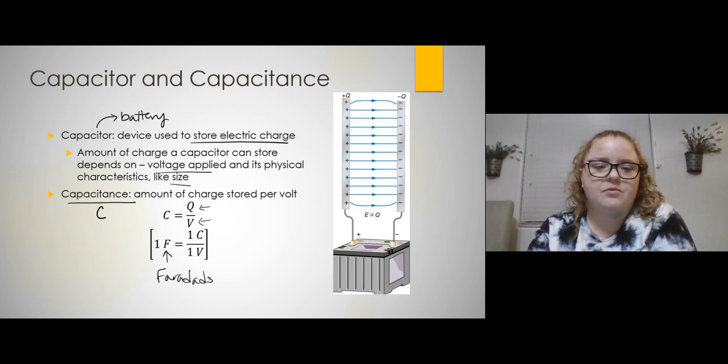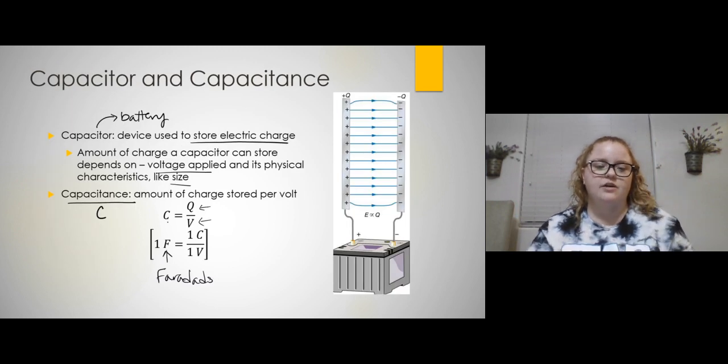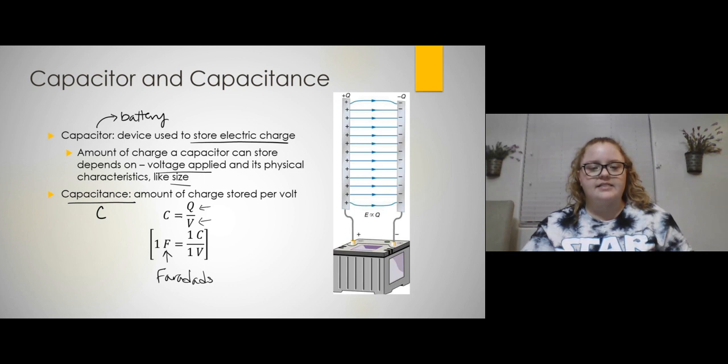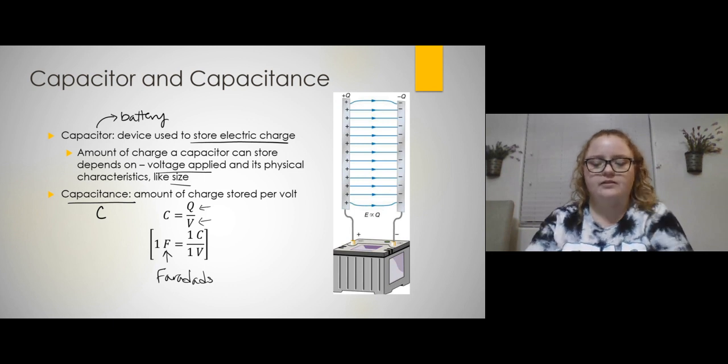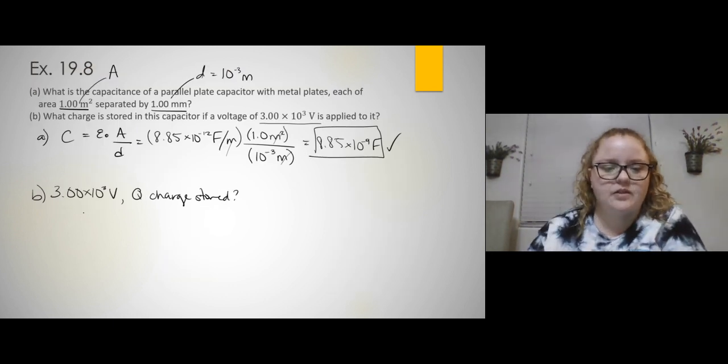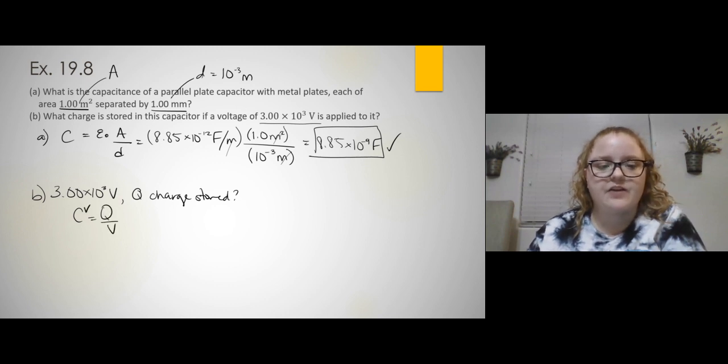Okay, so let's go back a couple to find that formula again. Our capacitance is equal to Q over V. So C is equal to Q over V. We now have our capacitance, we found that, and we have our voltage that was given. So let's find Q. It's going to equal V times C.